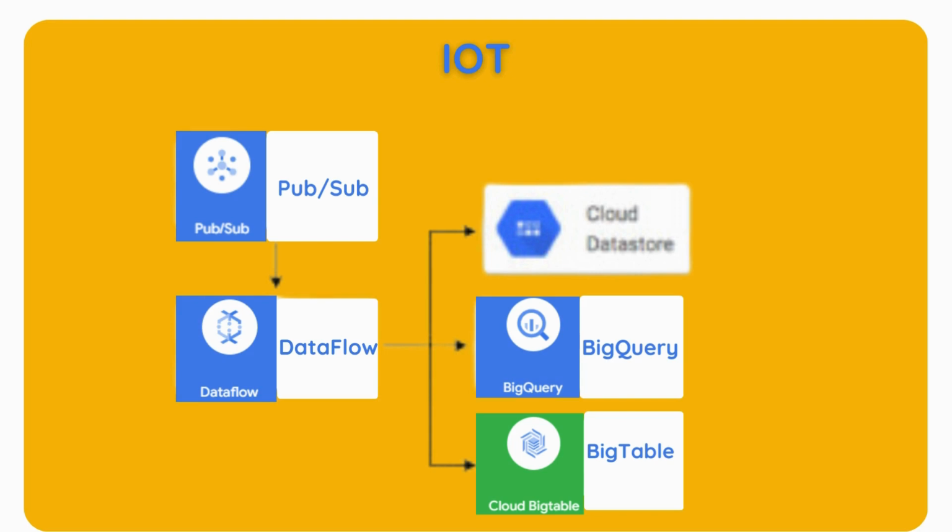Data analysis and visualization. You can use Google BigQuery for data analysis and SQL queries on large datasets. For visualization, you can use tools like Google Data Studio or third-party BI tools that integrate with BigQuery. Machine learning and AI. Google Cloud AI Platform can be used to develop and deploy machine learning models for predictive analytics or anomaly detection based on IoT data. AI Platform provides a suite of tools and services for building, training, and deploying machine learning models.